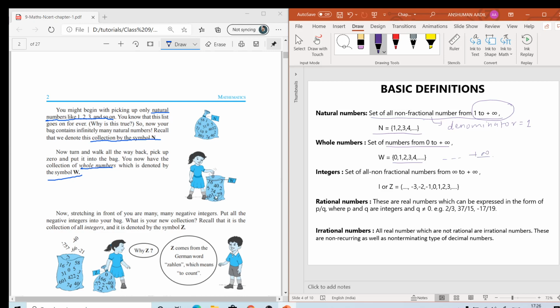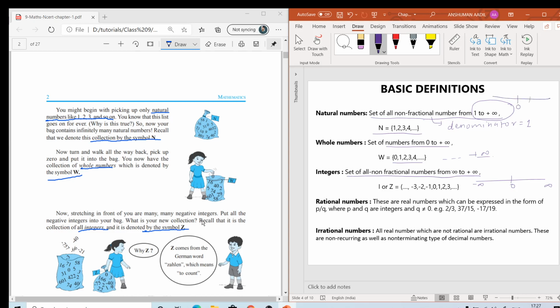Now on the number line, while moving on the right side and then moving again on the left side, what we are going to get are the integers, and they are represented by Z. What are integers? Integers are the set of all non-fractional numbers from minus infinity to infinity. So this is our number line, this is our minus infinity, and this is our infinity.